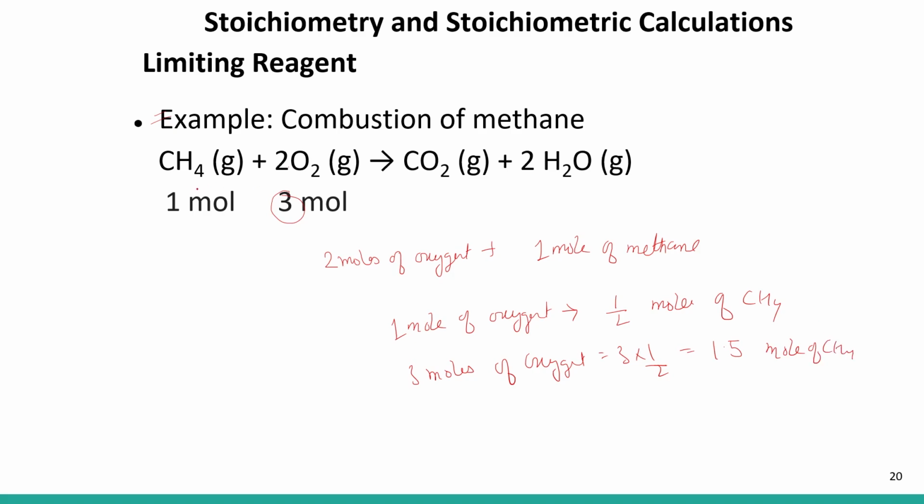But we see here that we are given only 1 mole of methane. Since methane is present in a limiting amount compared to oxygen, which is present in a larger amount, you can say more clearly that the equivalent of oxygen is present in more amount. So methane is the limiting reagent for this given reaction condition, that is 3 mole of oxygen and 1 mole of methane.